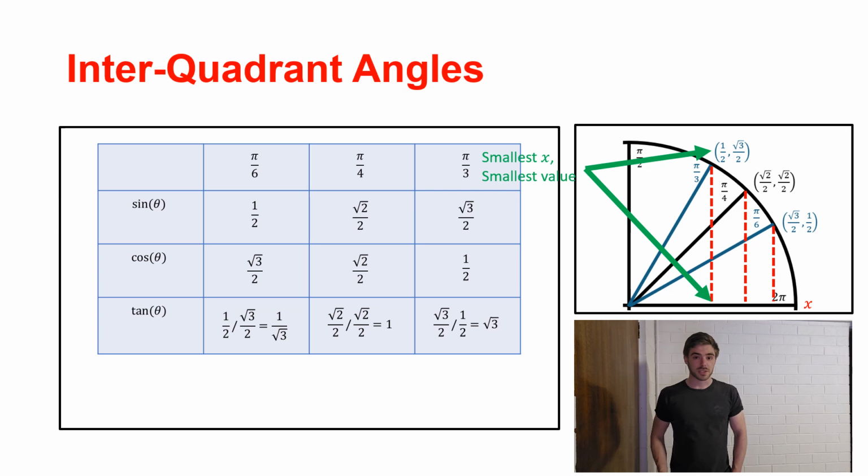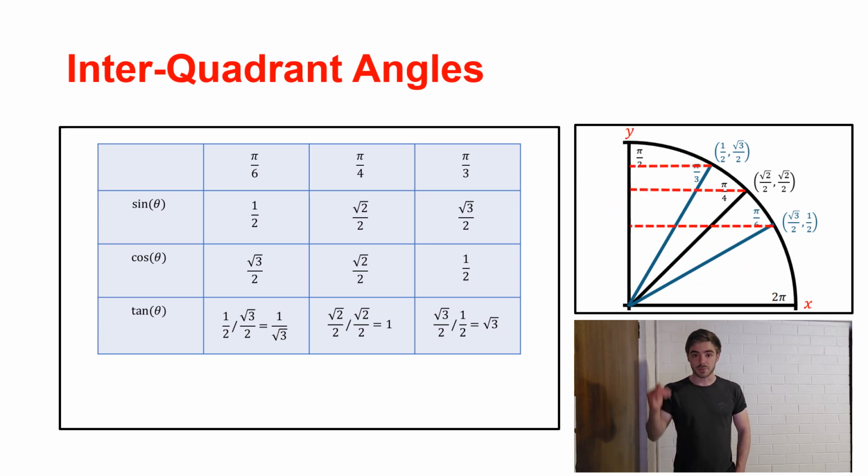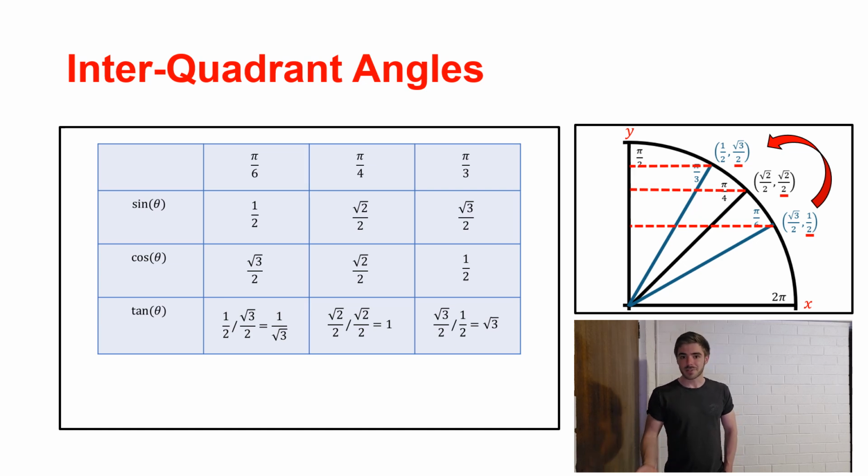The y coordinates are just the opposite. As you get further up the unit circle, the y values should increase. And what you'll find is that it's literally just the opposite order of the x values.